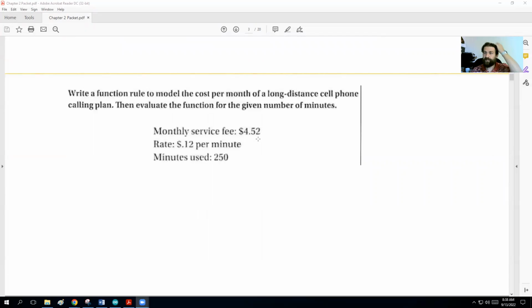Okay. Now all this can be translated then to real world problems here. So we can write a function model to represent this value here. So say we have a monthly service fee of $4.52 and the rate is 0.12 per minute and we have 150. What we want to do here is to realize that we have a function here and that we would have a total rate of 12 cents per minute. So X could represent the minutes. All right, and then our total here is our f of x.